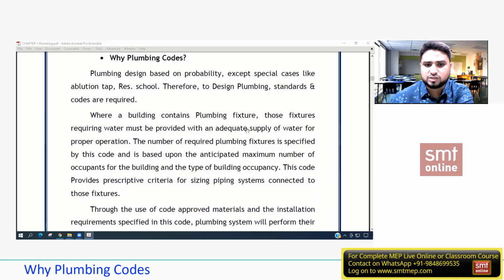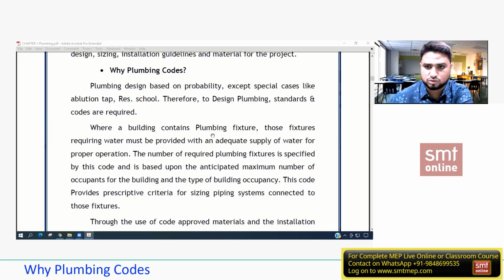Where a building contains plumbing fixtures, everyone knows this. Whatever the building or application we are dealing with, whether residential or commercial, public or private, in short, we do have plumbing fixtures for sure. Yes or no? What is a plumbing fixture? A WC is one plumbing fixture, a lavatory is one, a shower. These are all plumbing fixtures. The technical definition will be coming ahead.